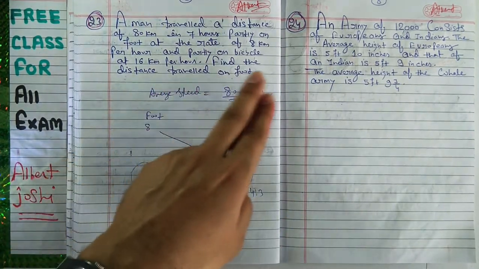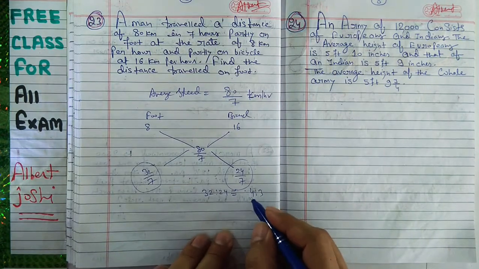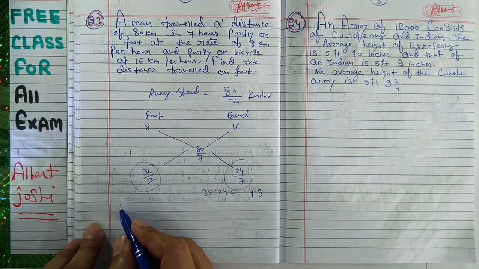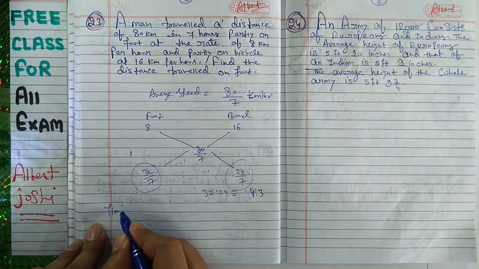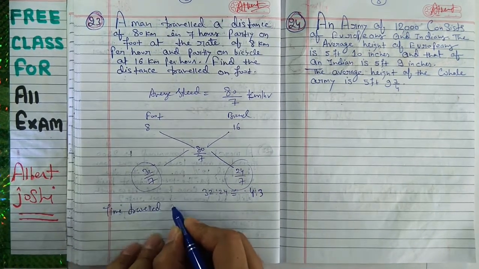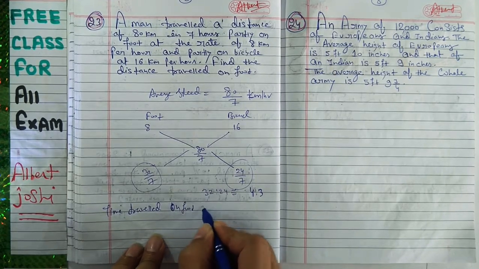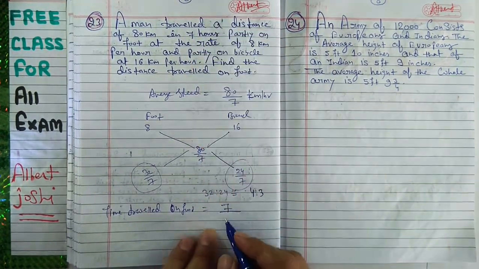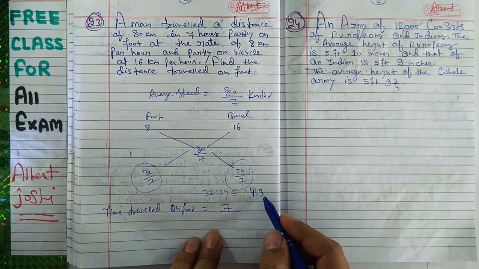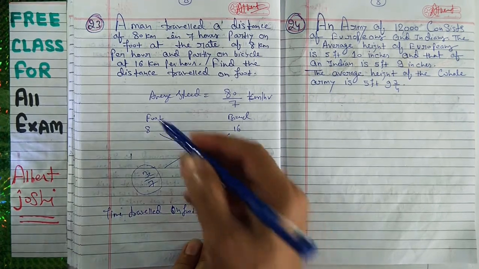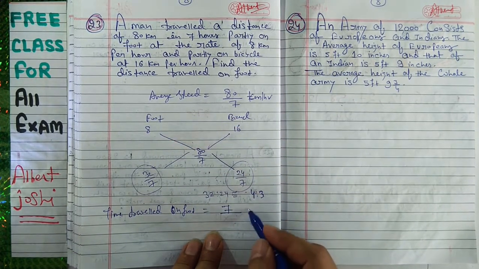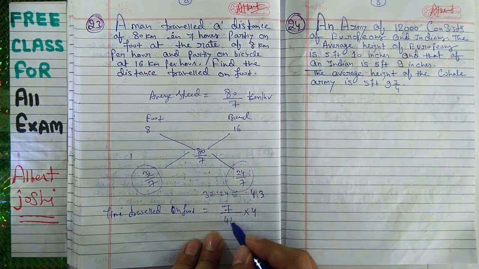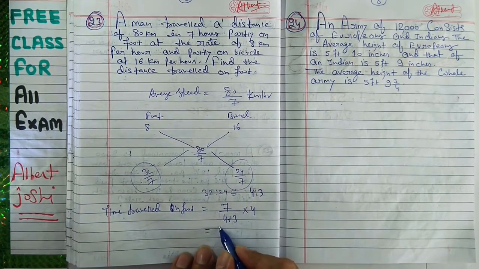Now what is he asking? Find the distance traveled on foot. So that is for foot and that is the part of bicycle. Time traveled on foot is equal to overall time, which is 7. Here he has taken 4 parts of the time and here 3 parts of the time. He is asking about the foot, so 4 parts out of a total of 4 plus 3, which is 7. It means he has taken 4 hours.